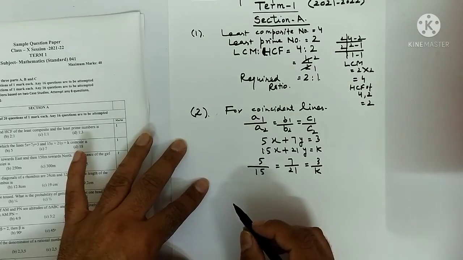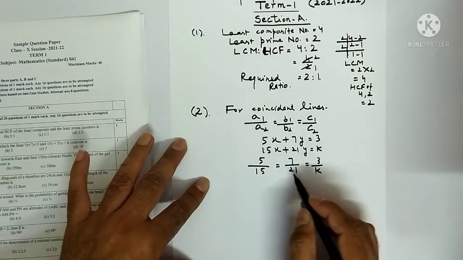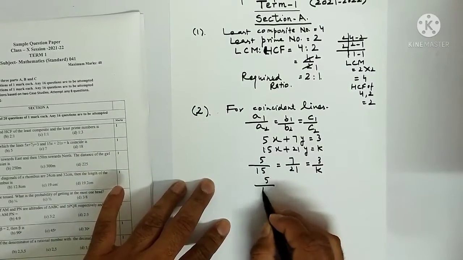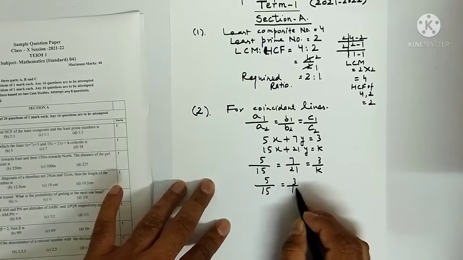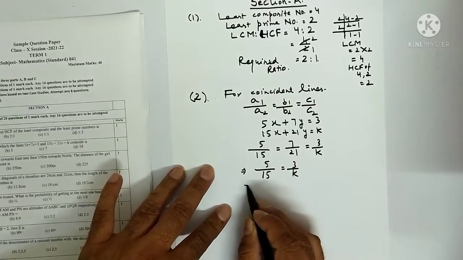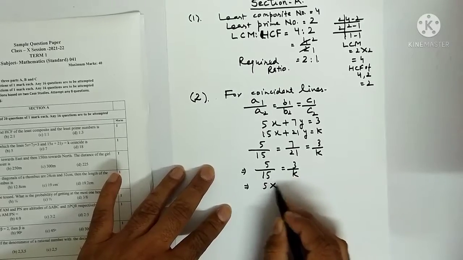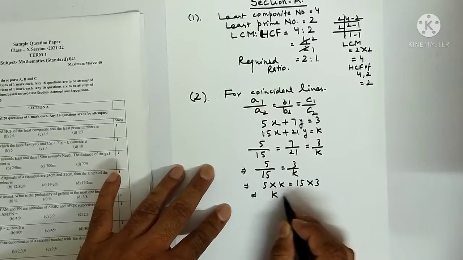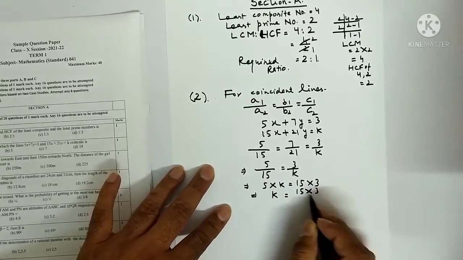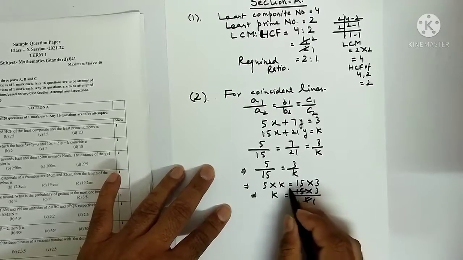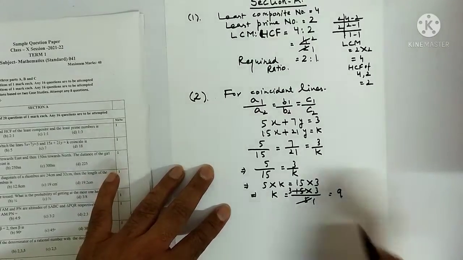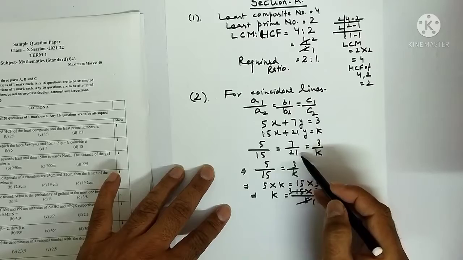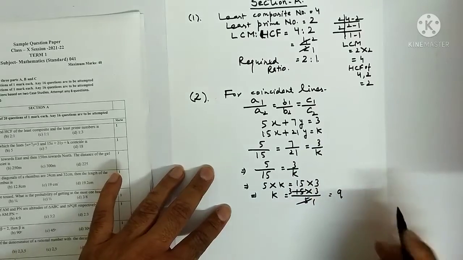Now you can equate 5 upon 15 to 3 upon k. Now cross multiply. 5 into k is equal to 15 into 3. So k will be equal to 15 into 3 upon 5. 5 ones are 5, 5 threes are 15. So what is the value of k? 9. Even if you equate 3 upon k to 7 upon 21, it will give the same answer.